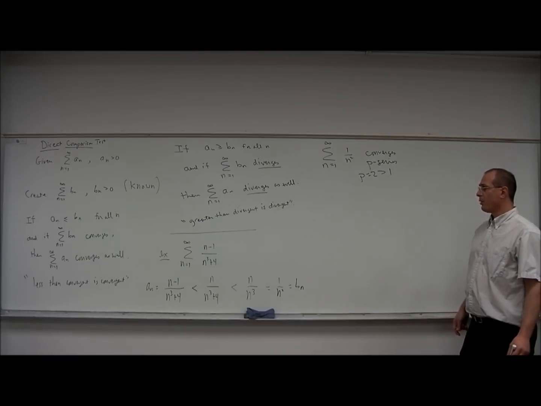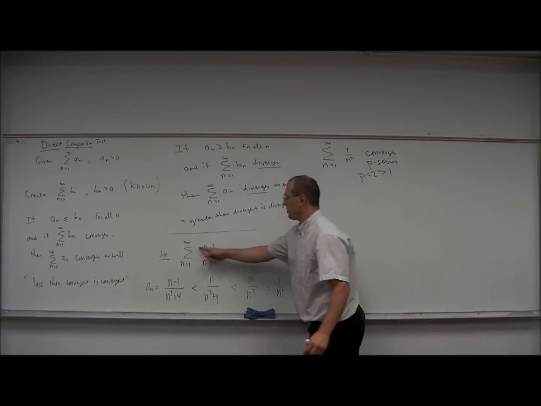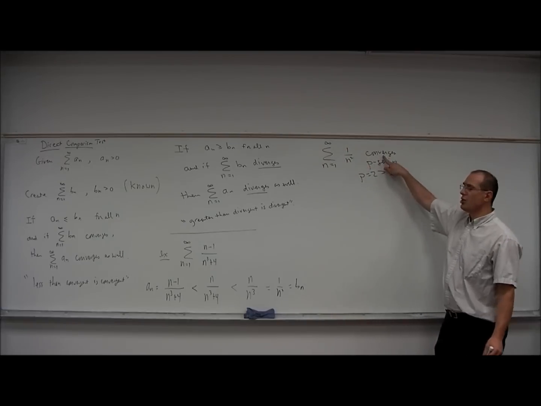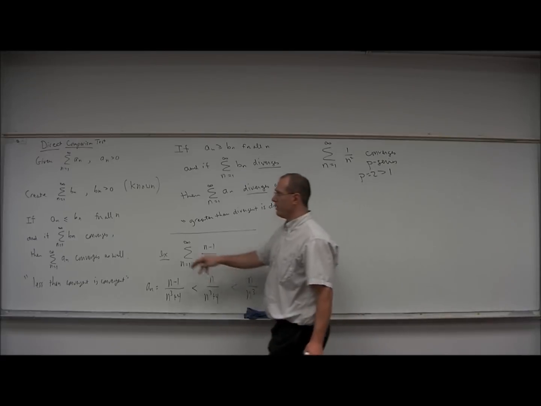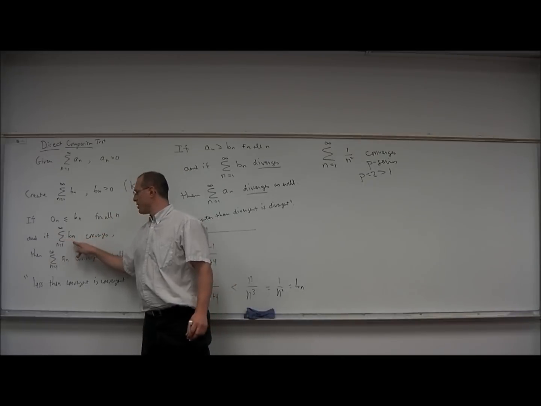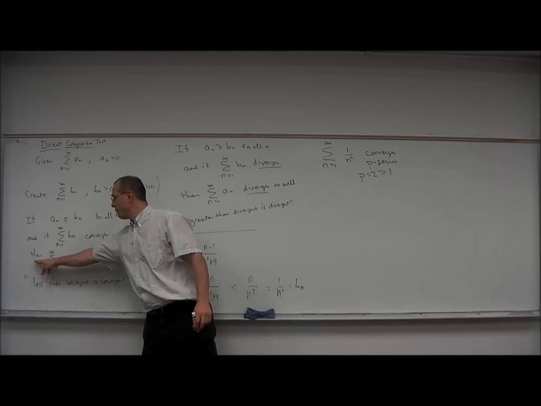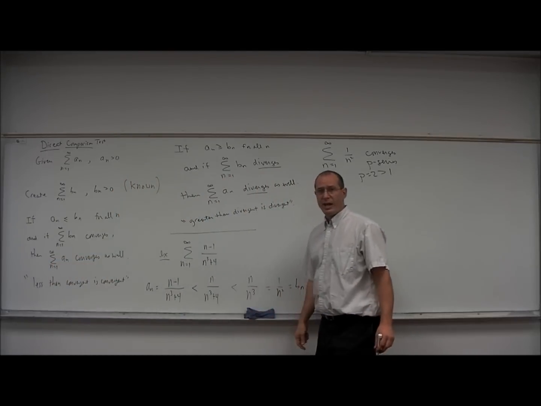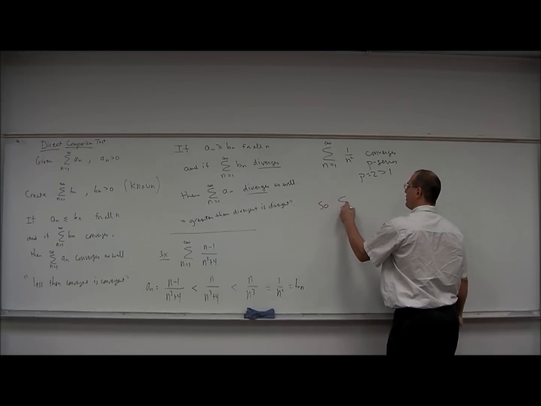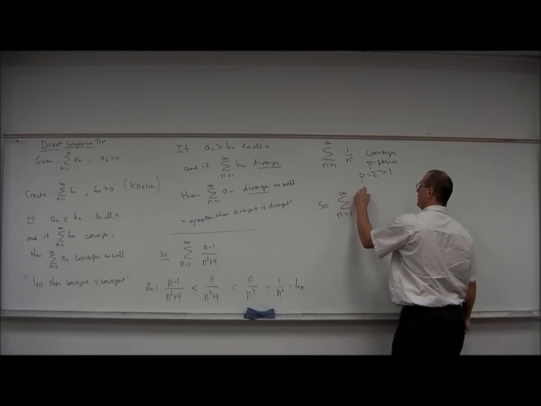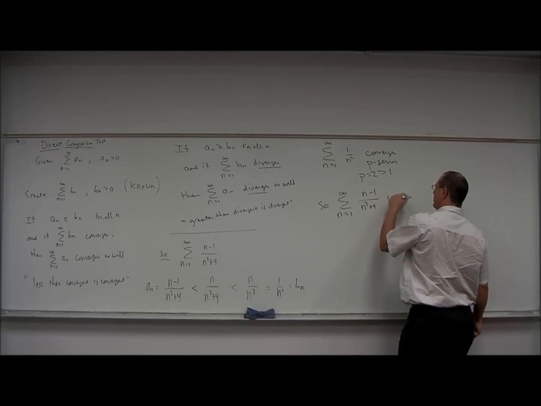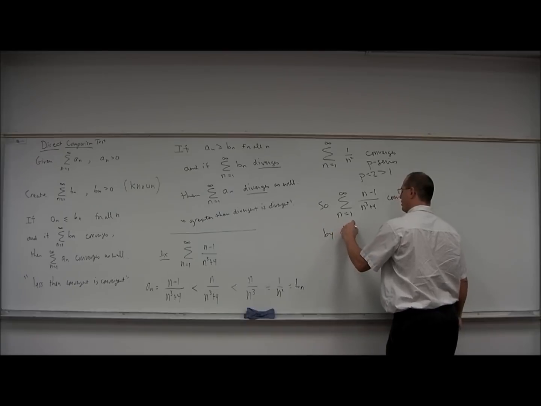And now we have a direct comparison. The terms in our series are smaller than the terms in a series which is known to converge. So we're in this situation here. An is less than or equal to bn for all n, where the summation of bn converges. So we can make the conclusion that the summation of an converges as well. So the summation n equals 1 to infinity, n minus 1 over n cubed plus 4 converges by direct comparison.